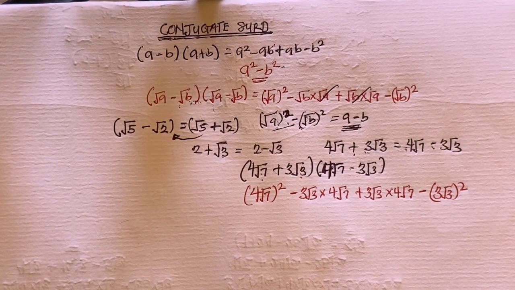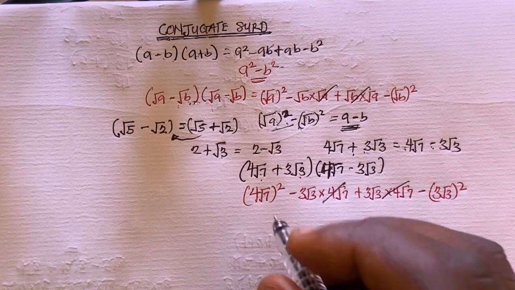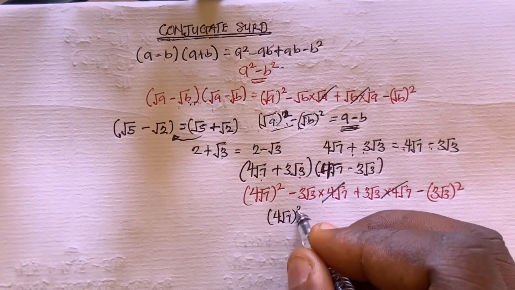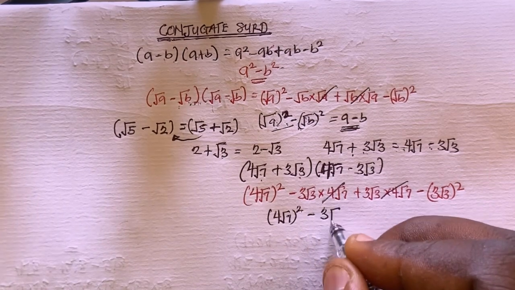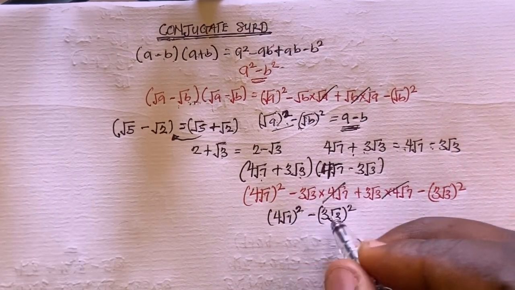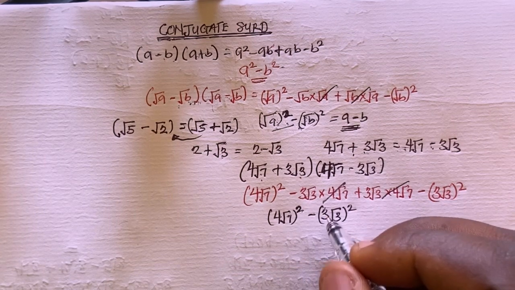So by the time I choose to simplify further, this and this are going to cancel out, right? Then what I'm left with is 4 root of 7 all squared minus 3 root of 3 all squared. So if you look at this very well, this is actually a difference of two squares.